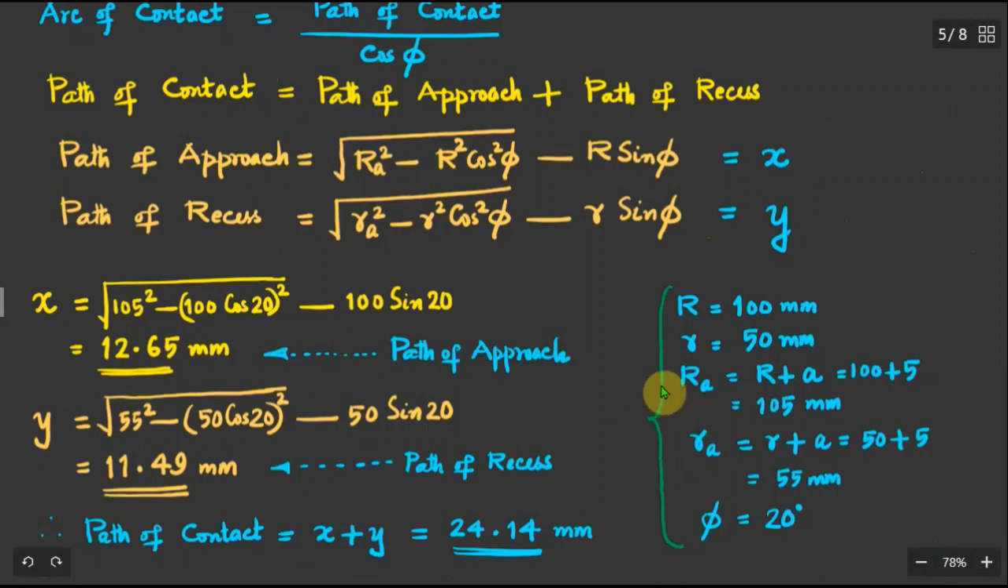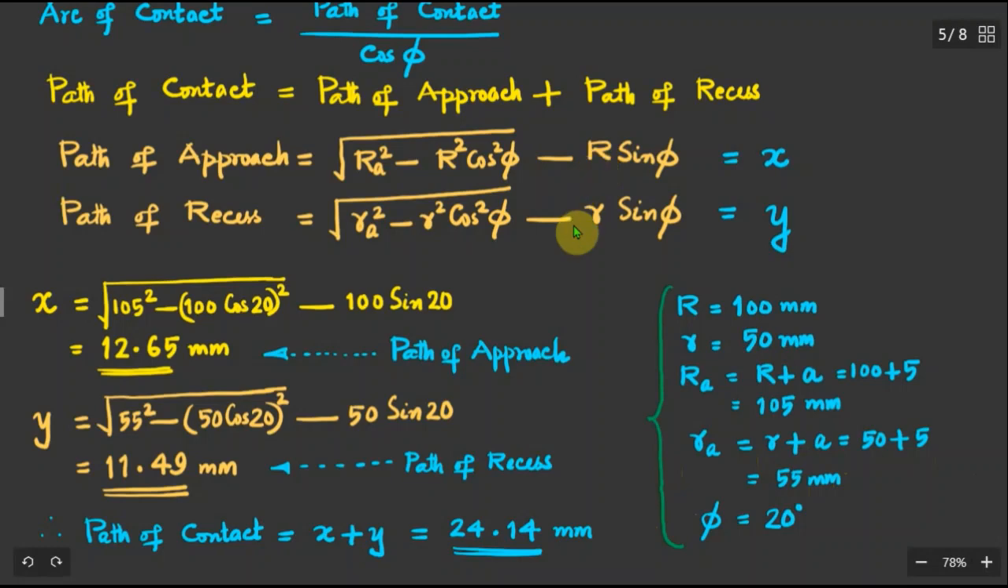See, we already found out the pitch circle radius of the gear, that is 100 mm, and the pitch circle radius of the pinion, small r, is equal to 50 mm. So the addendum circle radius of the gear is equal to capital R plus a, so 100 plus addendum 5 mm, we get 105 mm. Addendum circle radius of the pinion is equal to pitch circle radius of the pinion plus addendum, that is 50 plus 5, so 55 mm. Pressure angle is 20 degree.